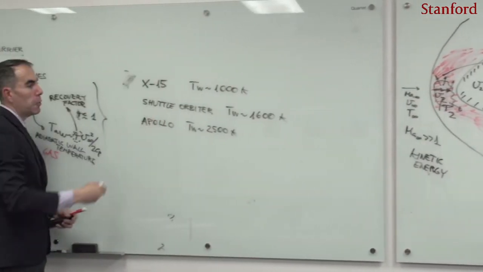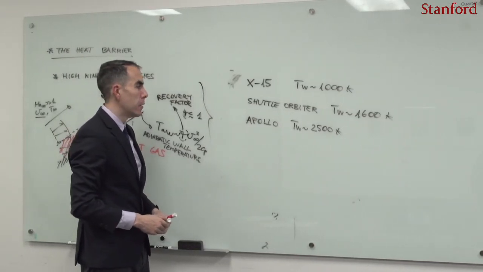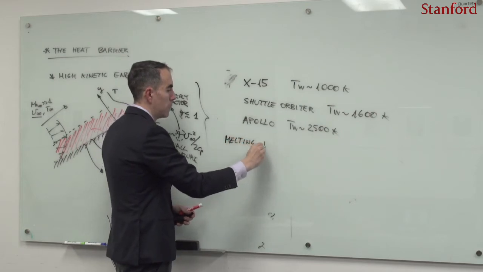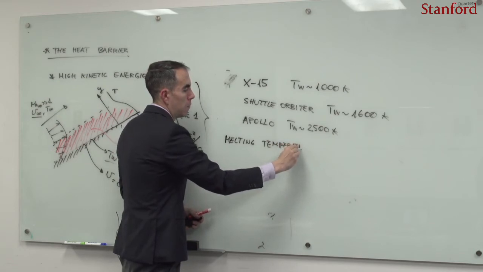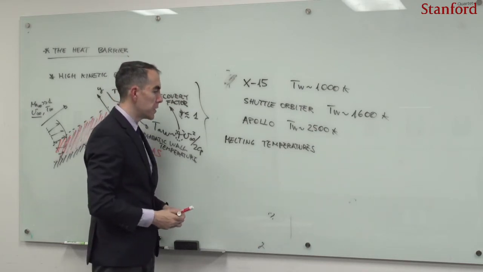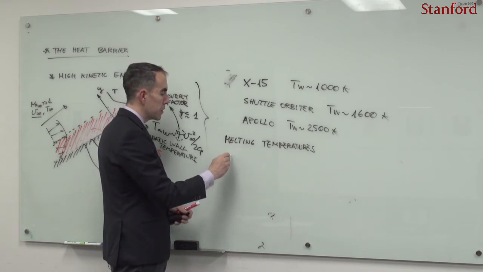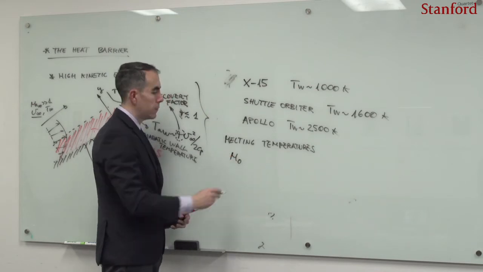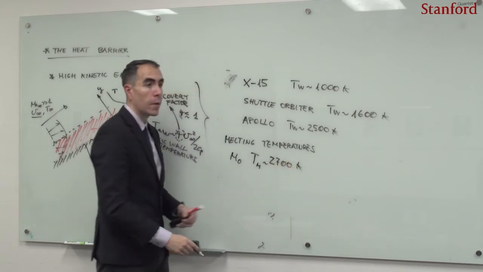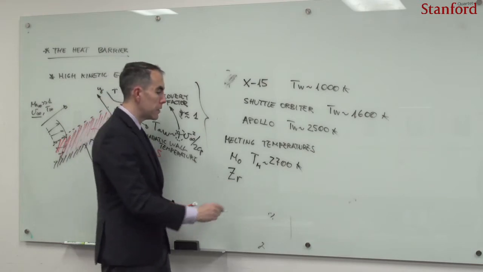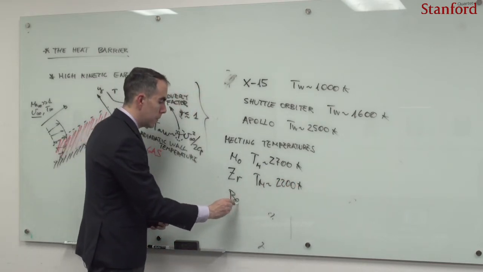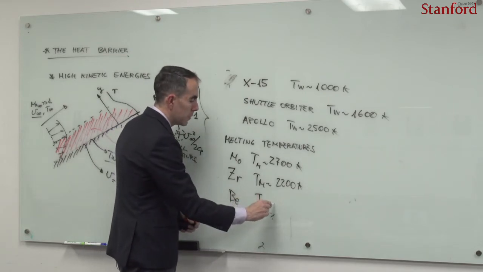Still, these temperatures can compete with materials of interest for aeronautical engineering. For instance, if I compare these temperatures to the melting temperatures of heat-resistant alloys or other materials used for thermal shields, I would find that for molybdenum, the melting temperature is about 2,700 kelvins. For zirconium, it is about 2,200 kelvins. For beryllium, it is about 1,500 kelvins.